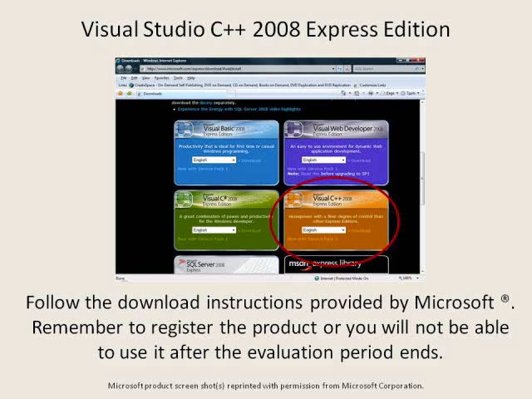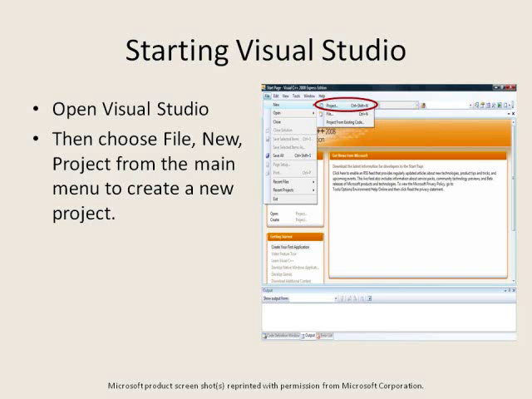Although Microsoft Visual Studio is a free product, please remember to register the product or it will become inactive after the evaluation period ends. Once Visual Studio is successfully installed, open it up and then choose File, click on New, and then click Project from the main menu to create a new project.